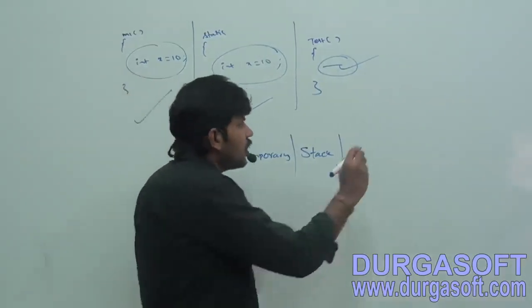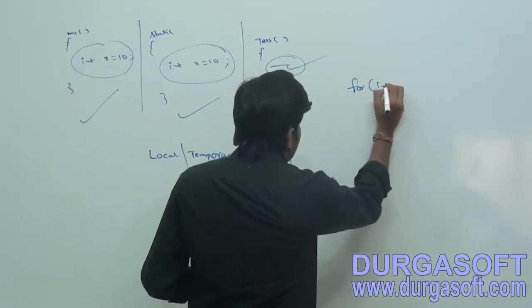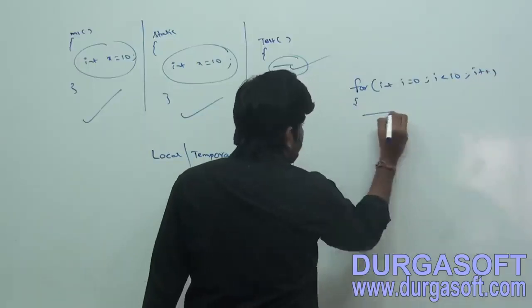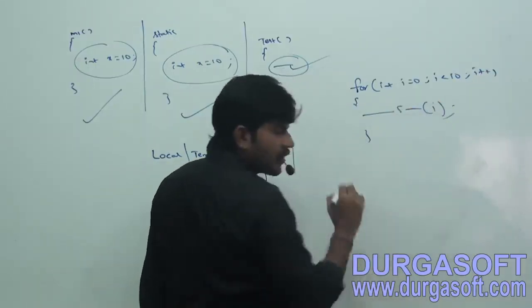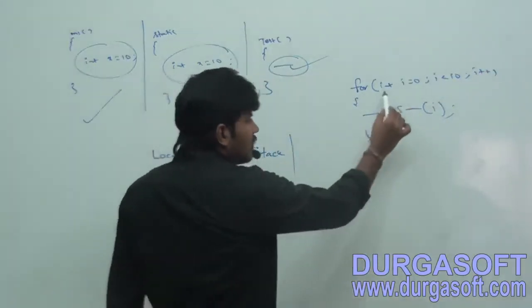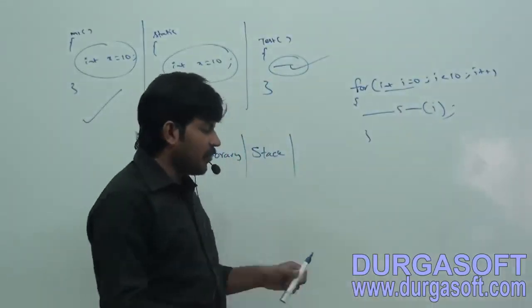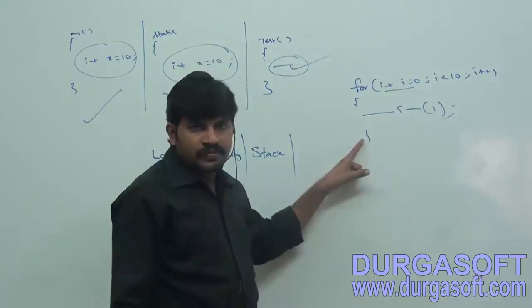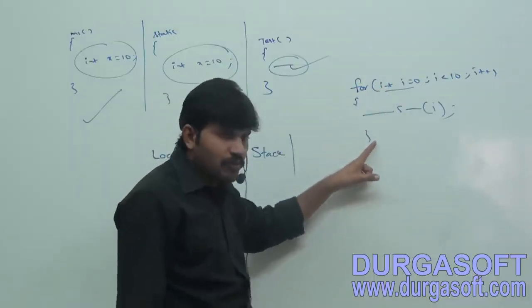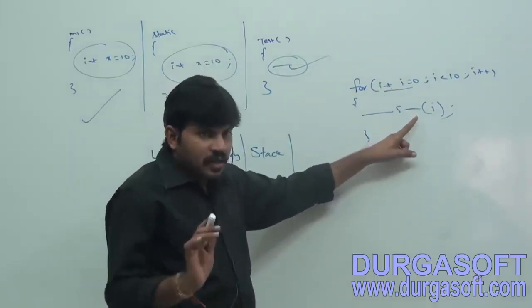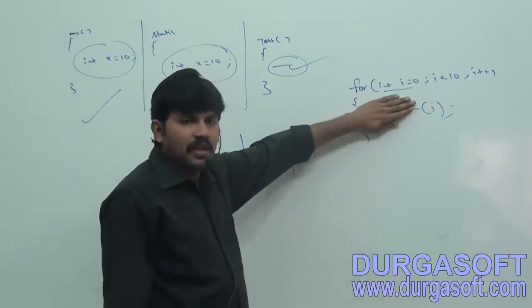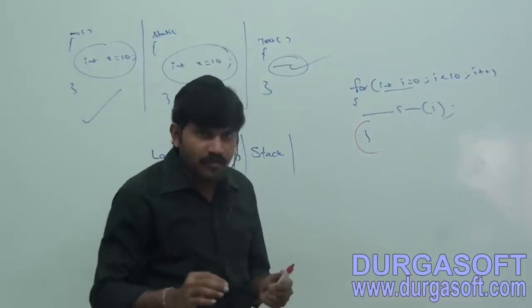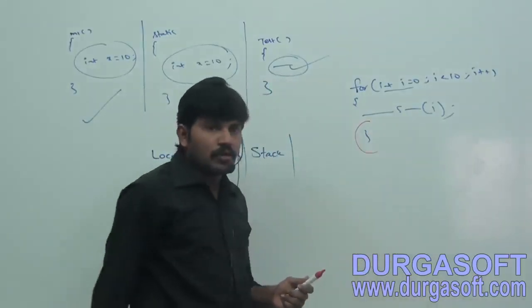Next, suppose I consider for int i = 0; i < 10; i++, and SOP of i. Is this i a local variable or not? It is a local variable, local to the for loop. Are you getting? Within the for loop it is available. If you come out of the for loop, automatically it is not available.